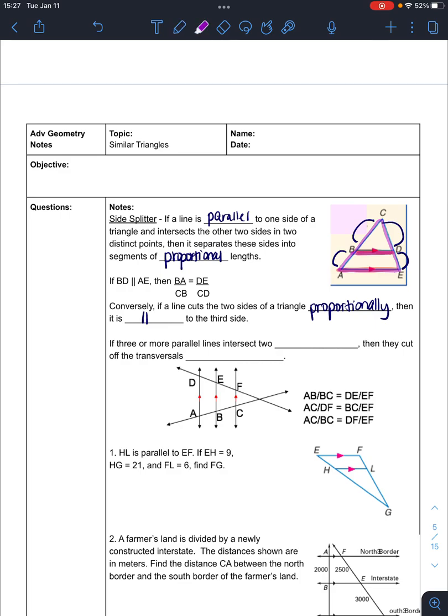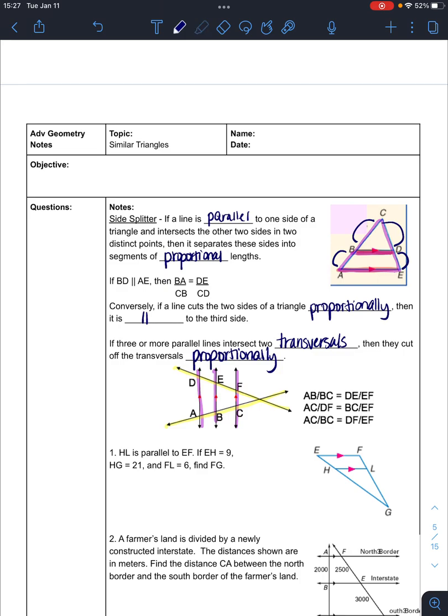So you can see in the picture below, I have these three lines that are parallel, and they cross these two lines, those two transversals. And so if three or more parallel lines intersect two transversals, then they cut off the transversals proportionally. Again, what we're saying is that each of these pieces are proportional, and so we're able to set up proportions.